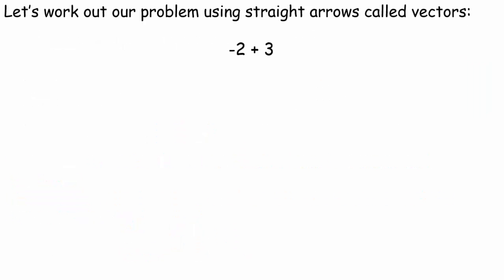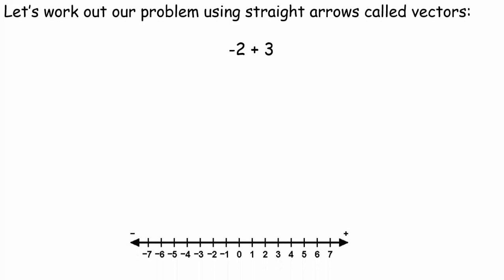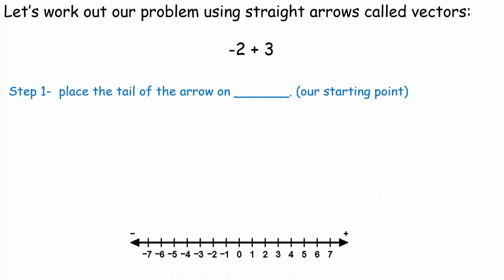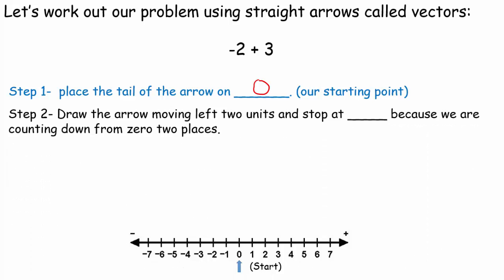Now we're going to work out a problem using straight arrows called vectors. Here's the same problem that we discussed on the previous slide. It says -2 plus 3. Here's our number line. The first thing we're going to do is place the tail of the arrow on 0. This is our starting point. Step 2, we're going to draw the arrow moving left 2 units and stop at -2, because we are counting down from 0 2 places. So this is what it will look like as a vector.